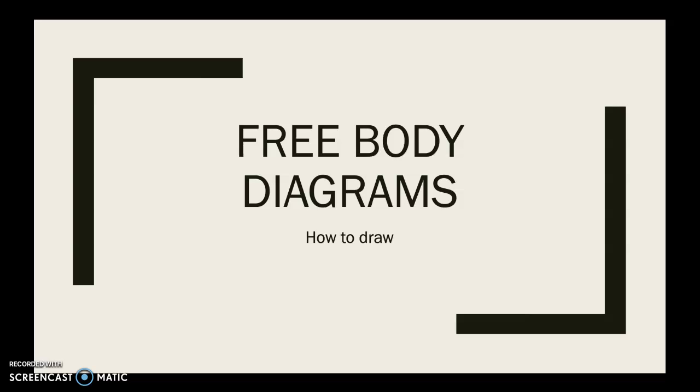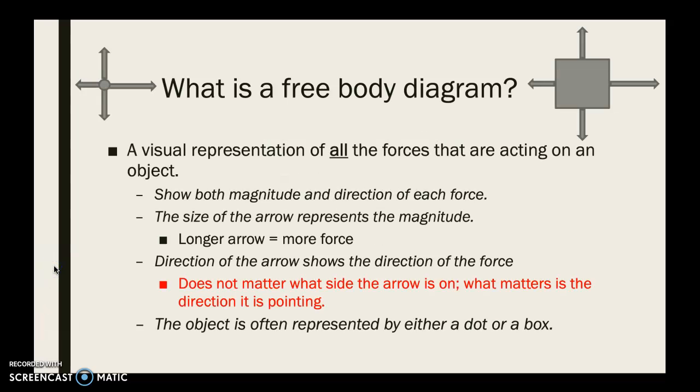Alright, so this video is going over how to go about drawing free body diagrams. So the first question is, what is a free body diagram? It is a visual representation of all of the forces that are going to be acting on an object. It's going to show both the magnitude, or how large the force is, as well as the direction of each force. The size of the arrow represents the magnitude, so the longer the arrow, the bigger the force, and the direction of the arrow shows the direction of the force.